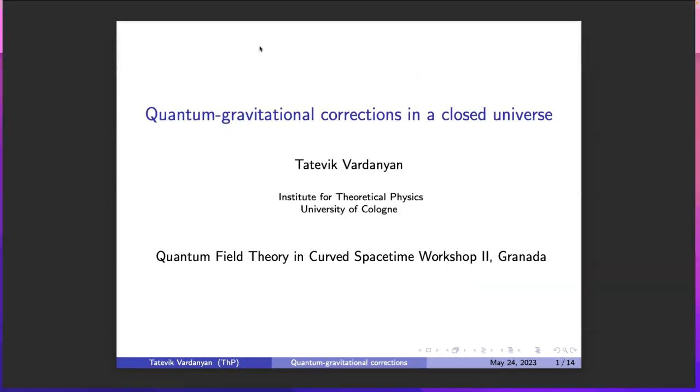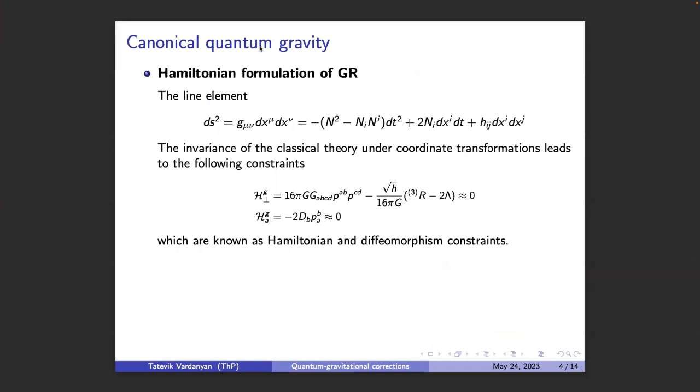Okay, since I'm going to apply canonical quantum gravity, let me give very briefly how we have to construct it. We start with Hamiltonian formulation of GR. For it, we have to foliate the space-time into space-like hypersurfaces. h_ij is the three-metric induced on this hypersurface, N^i is the shift vector, and N is the lapse function. So N describes the temporal evolution, and N^i describes the spatial evolution.